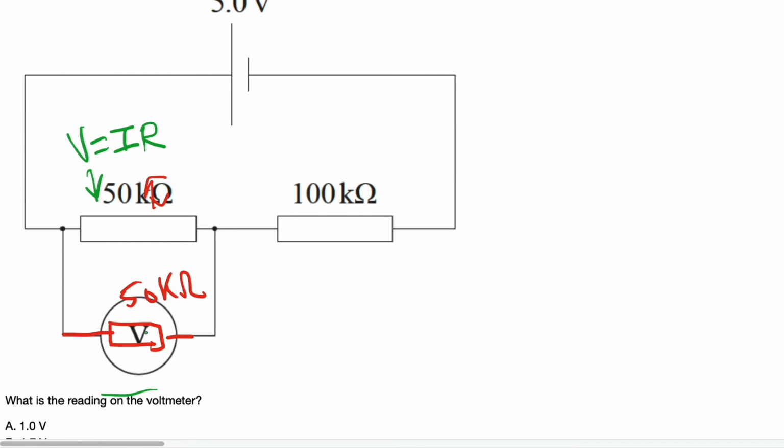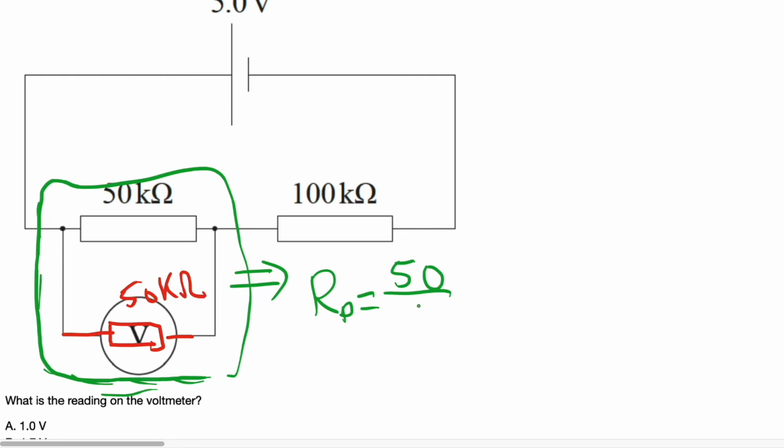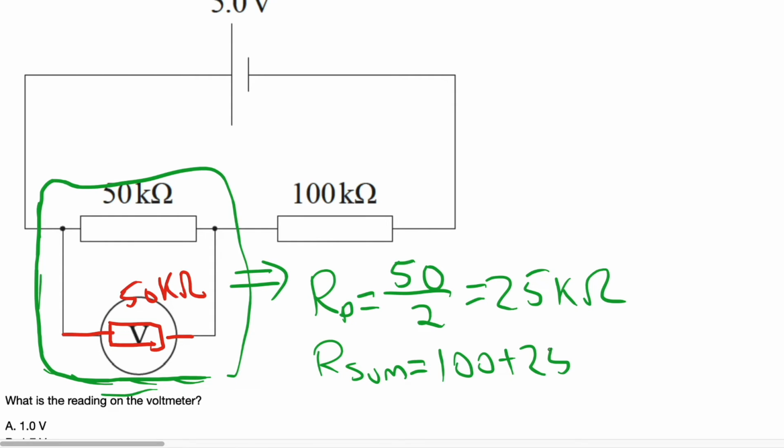So here, we need to solve for the total resistance. Because they're in parallel, and each resistor has an equal resistance of 50 kilo ohm, we know that the resistance of this parallel circuit is just equal to 50 divided by 2, which is equal to 25 kilo ohm. So the total resistance in this circuit is equal to 100 plus 25 kilo ohm. This is equal to 125 kilo ohm, right?